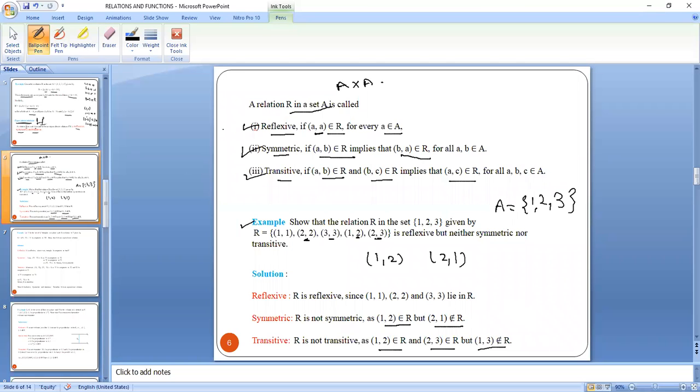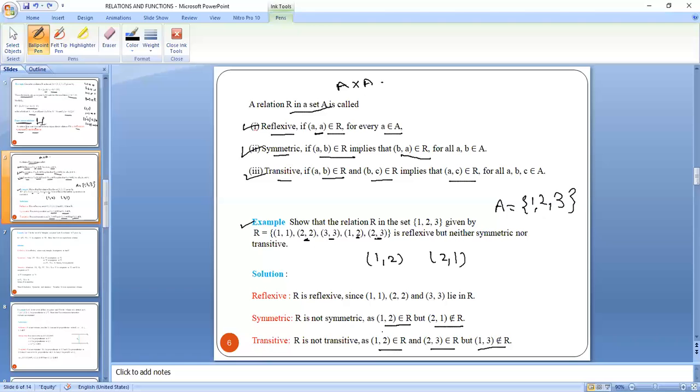1 comma 2 belongs to R means we are saying A comma B, right? And B comma C. Then we cut these elements and we check A comma C should belong to R, right? Now A comma B belongs to R, B comma C belongs to R. Then we are taking the first and last element of the two sets, A comma C, that should belong to R.